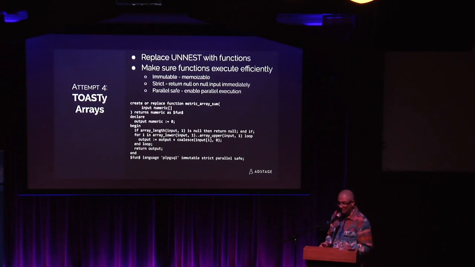So that's sort of what I did. I said, you know what? Let's replace unnest with just some functions, and we'll make sure those functions are able to execute efficiently. And that's what we did here. I'm running a little short on time, so I won't go super into detail on this, other than, to make this work, you need to set some flags on your functions that make sure that they execute efficiently.